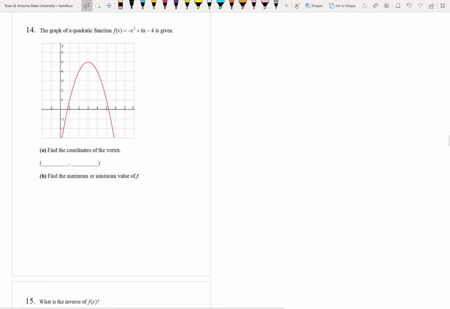Number 14 was more just reading the graph. So 14a, find the coordinates of the vertex. So the vertex, we just read it up here. So you just read the coordinates, 3, 5. And for letter B, find the maximum or minimum value. If I use the word value, I want the y value. So the answer for letter B was simply 5. That should have been a quick and easy reading-a-graph question.